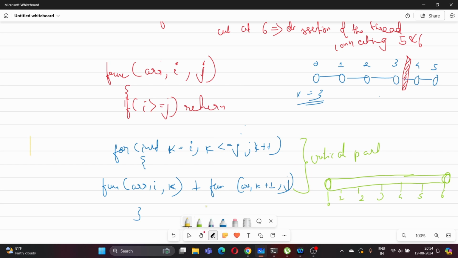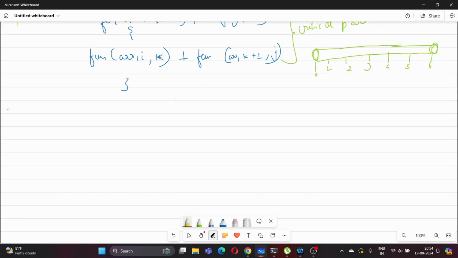Some things I'm realizing while I'm teaching it. The interpretation of what a cut means according to the question.